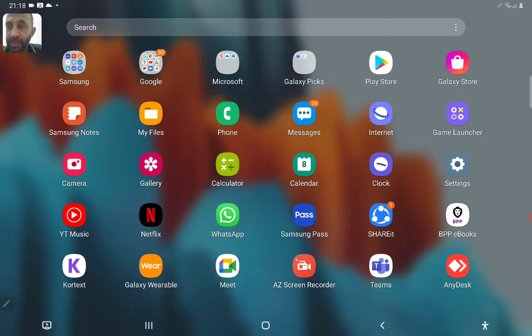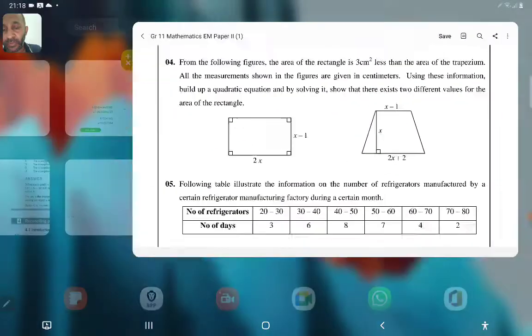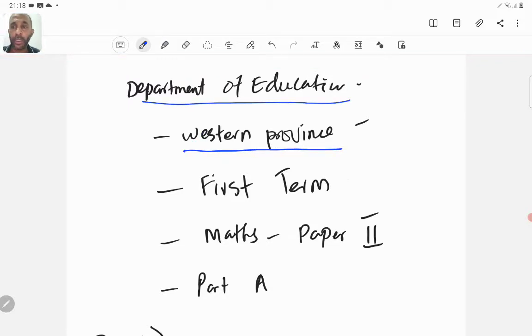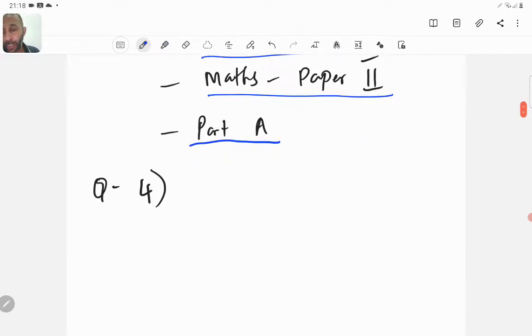Once again, I'm picking a question from mathematics for all our children. I picked the question from the Western Province Department of Education, first term Maths paper, part 2, paper 2, part A, question number 4. Let's work it out.